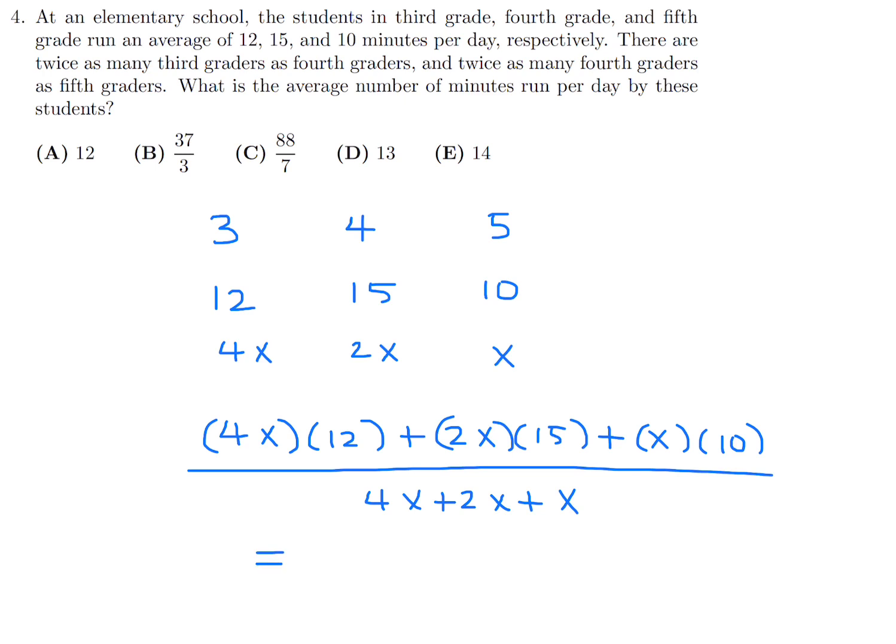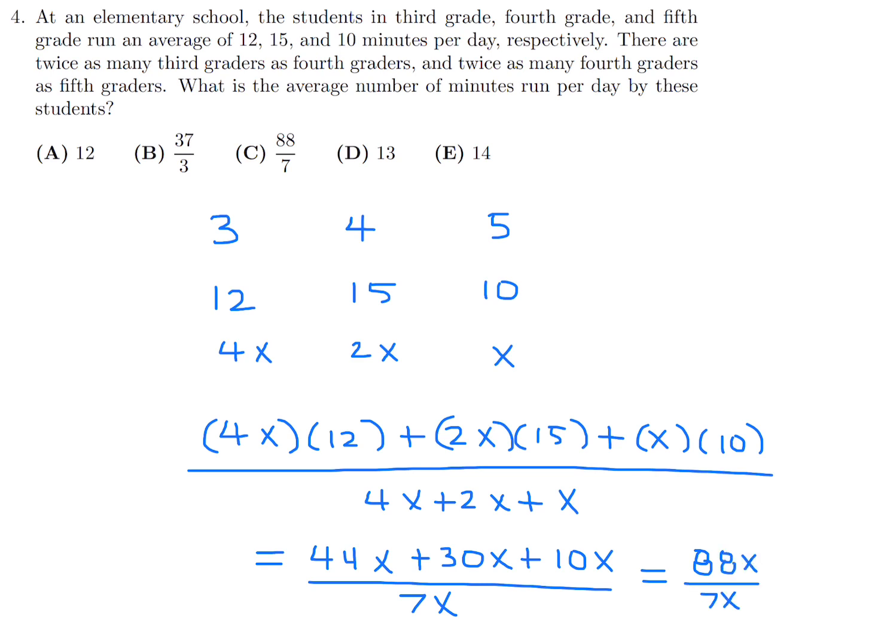And this is going to be 48x plus 30x plus 10x all over 7x. And let's see here, 48 plus 30 plus 10, 88x over 7x. The x's cancel, and all you're left with is just 88 over 7. So number 4, the answer is C.